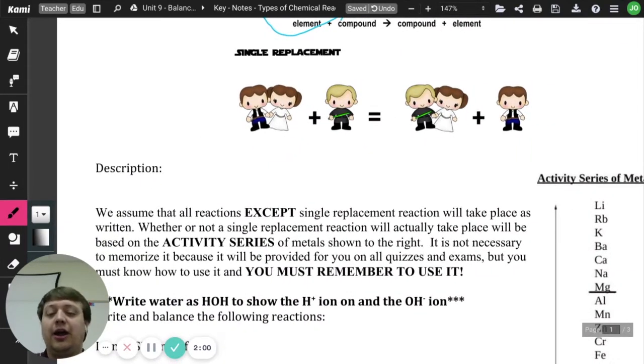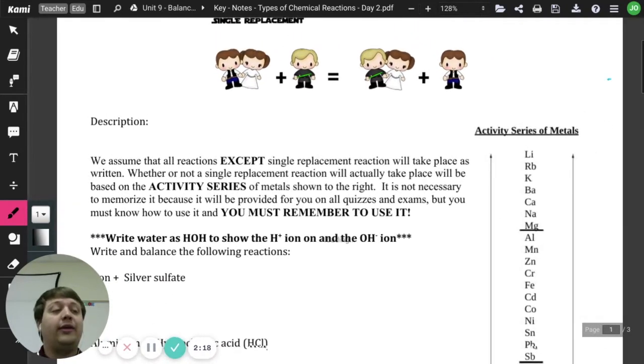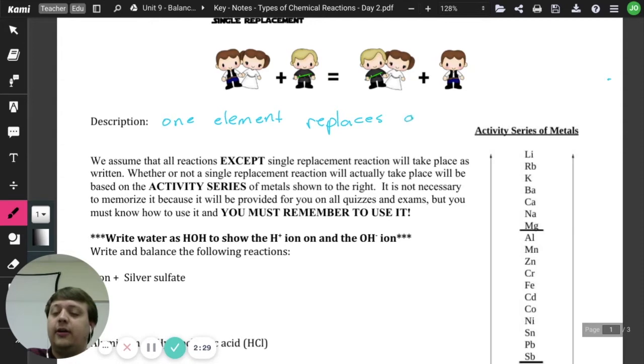So again, a little Star Wars thing for y'all to see there. So here we've got Han and Leia plus Luke, and that produced Luke and Leia plus Han. And so just kind of swapping partners in the midst of their dance. Okay, so what is happening in a single replacement reaction? Well, essentially all it is, is one element replaces another. So one element replaces another in a compound.